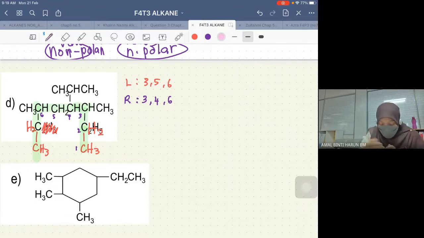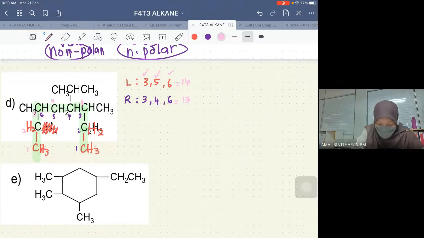Padahal carbon chain dia panjang yang sama kan. 1, 2, 3. Sekali lagi 3 methyl. 3, 4, 5, 6. So yang ni total is 11, 14. Ini 10, 13. 1, 2, 3, 4. 3, 4, 5, 6. So pilih yang mana?